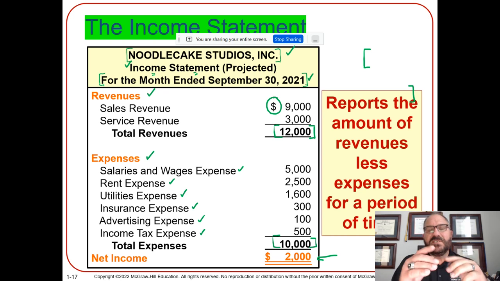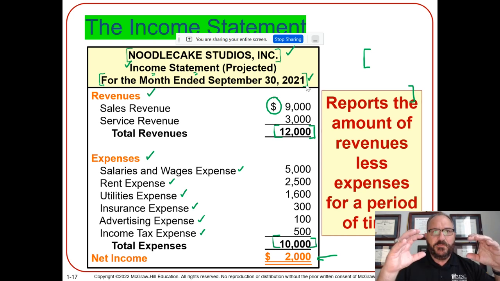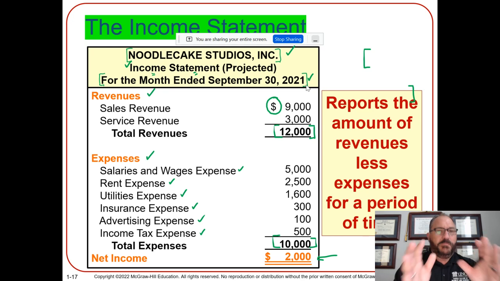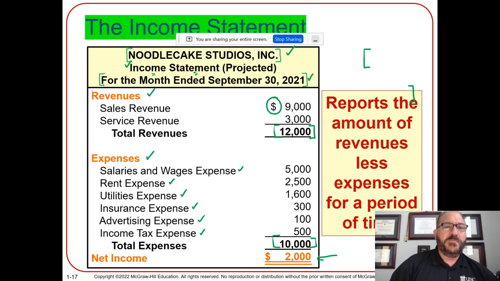So what that means is that this is for a period of time. It's not for one date, but for a whole month. That could be for a month, for a quarter of the year, could be for half the year, but they'll tell you whatever period. Now notice what we have. What's our income statement? Revenues minus expenses equals net income. So we had revenues of $12,000.